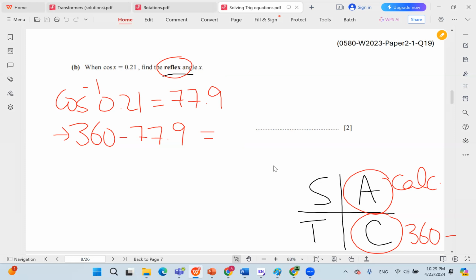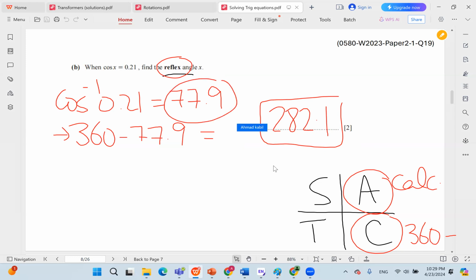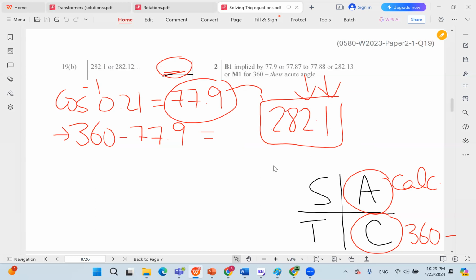This gives us 282.1 as a final answer. Again, had they just said find all the solutions, we would have taken this answer along with this answer. However, because they just want the reflex, so they just want the angle that is greater than 180, we are sticking with this answer only as our final answer. So 282.1 is the correct answer.